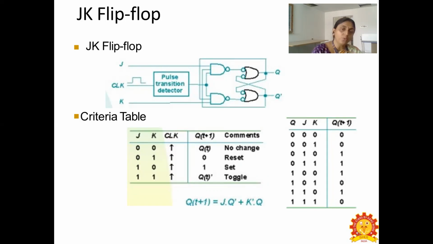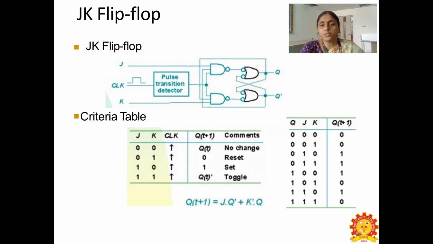And when both inputs J and K are 1 in a positive clock pulse, then the present state gets toggled, that is, inverted for getting the next state. So here is the state equation given for finding the next state, where Q of t plus 1 is equal to J dot Q dash plus K dash Q.